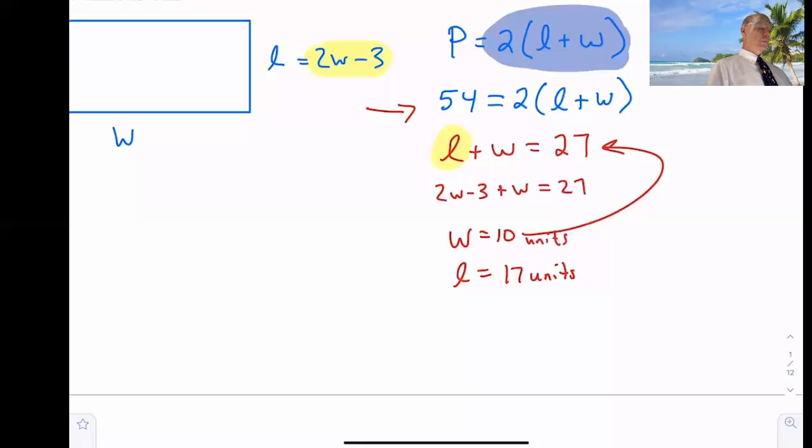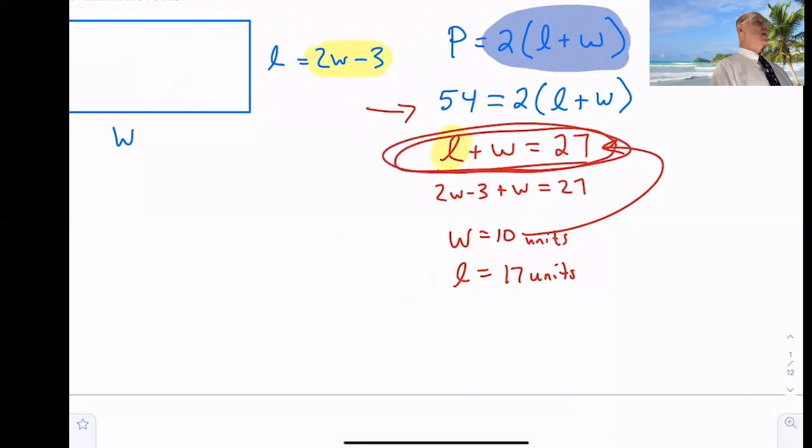What? How do you get 17? Do you see this equation right here? What does that say? L plus W equals 27. So if W is 10, what is L? What's your question? So plug it in there then. Let him plug it in there and learn something. Stop telling him. Plug it in. What do you get? What's the question?